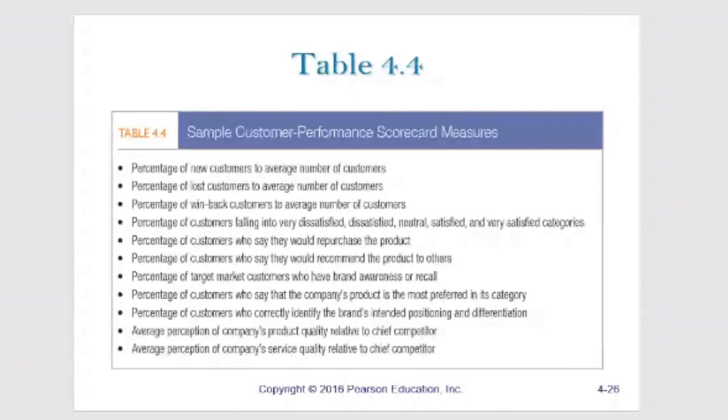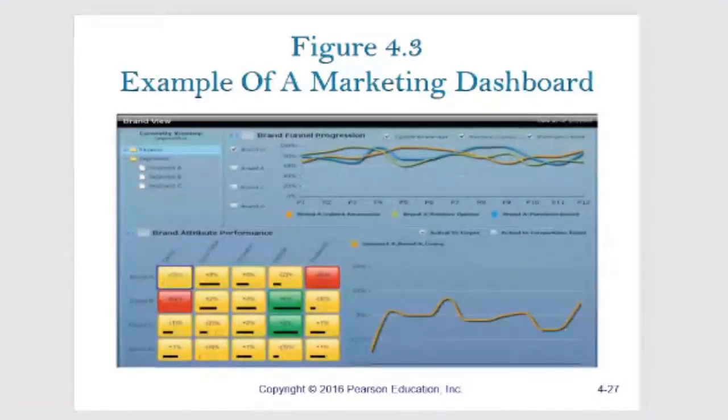Within your customers, who is satisfied or dissatisfied, who would repurchase the product, who would recommend it, who has brand awareness or recall, or who says the company's product is the most preferred in the category, and so on. These are the different performance scorecard measures that can be used to rate performance. Now, this is an example of a marketing dashboard for you to see.